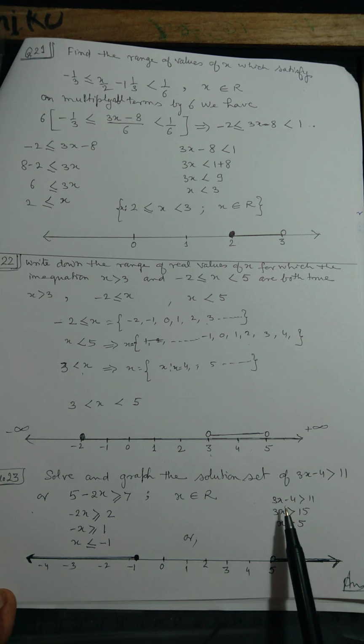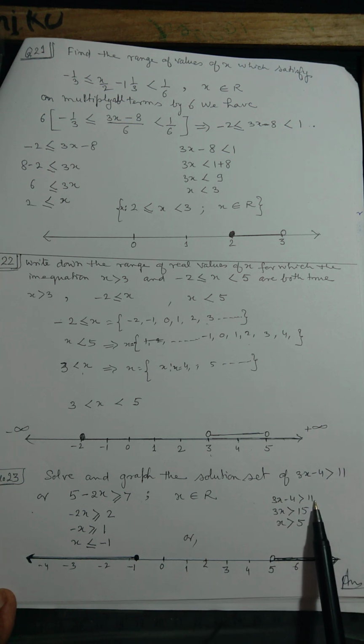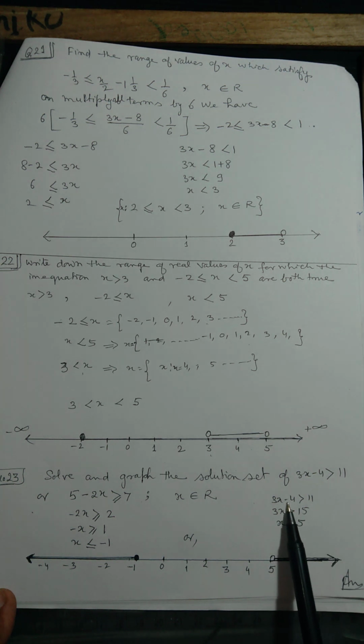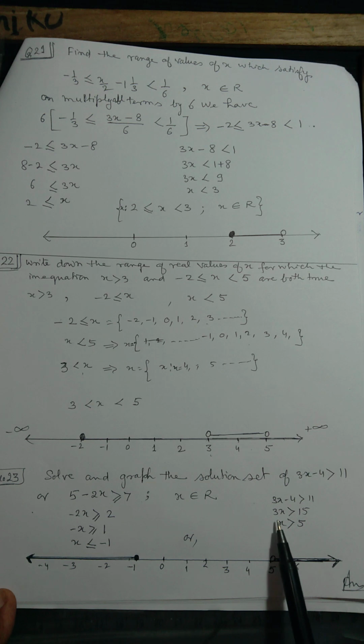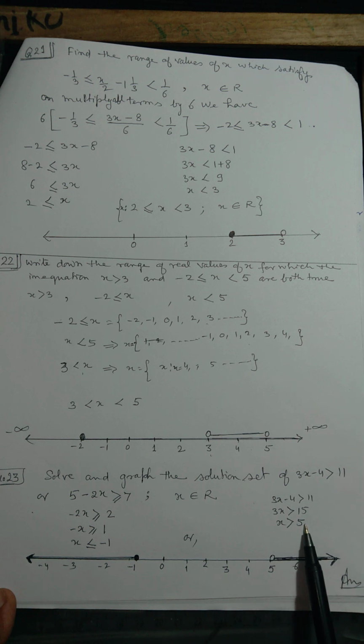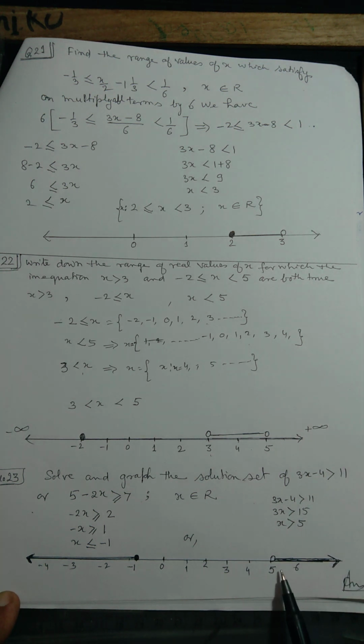Now come to this side. 3x minus 4 is greater than 11. So 3x is greater than 15. Therefore x is greater than 5. So for greater than 5, we have to proceed right hand side from 5 onward.